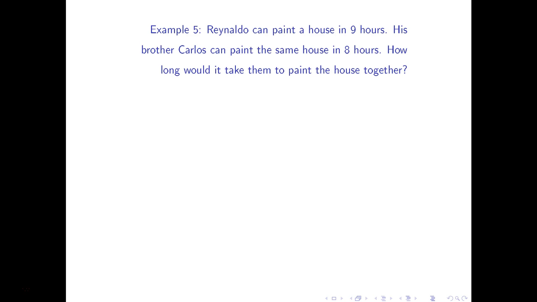Now, let me ask you a question. Did you say 8.5? Now, let me tell you why that's not a good answer. A lot of people get 8.5 because they just take the average of these two. But if Carlos can do it in 8 hours by himself, why would it take longer if Ronaldo's helping him?